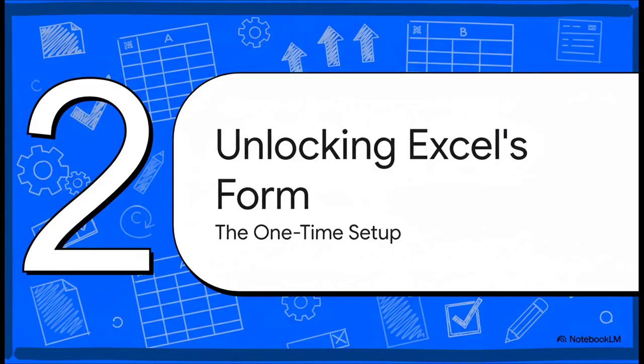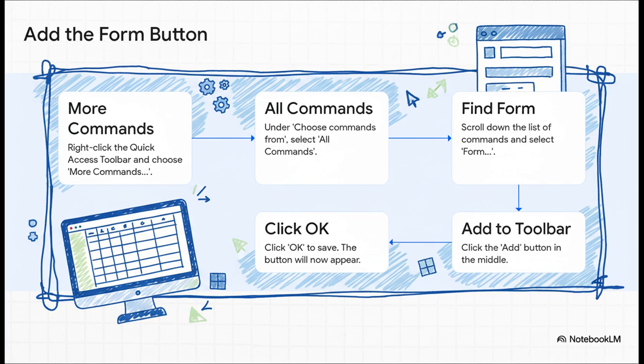Well, there is. Excel actually has this amazing built-in solution that, for some reason, most people don't even know is there. It's called the data form, and right now we're going to enable it with a super simple one-time setup. Okay, so to get this thing, we just need to add its button to your Quick Access toolbar. You only have to do this once, ever.